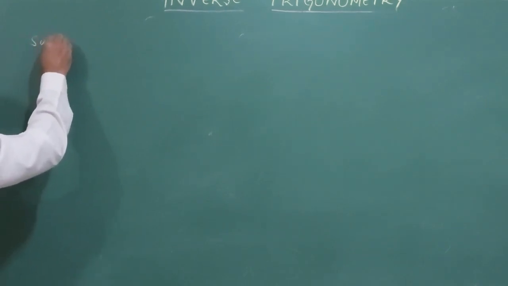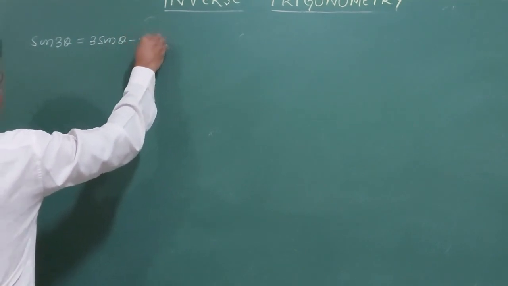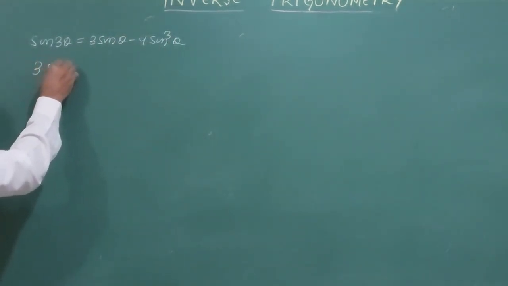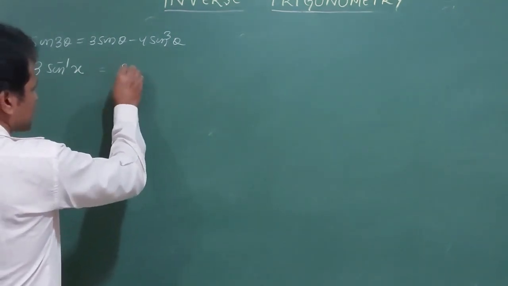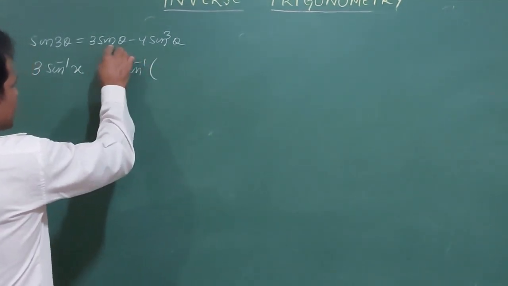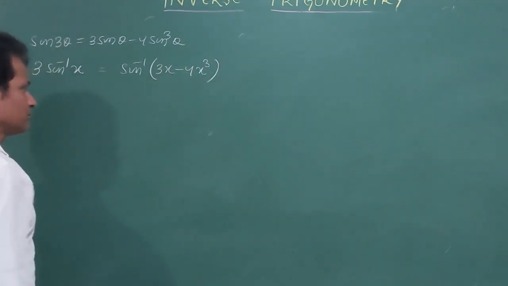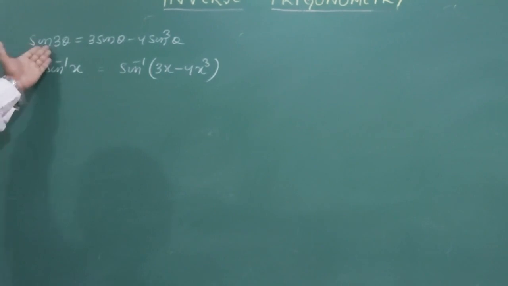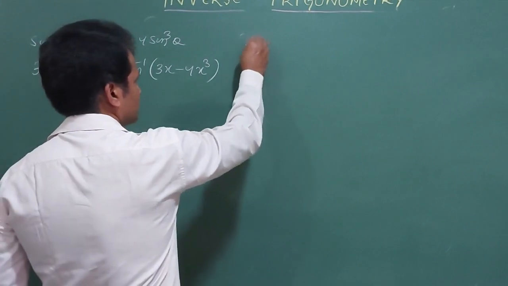Sin 3 theta is equal to 3 sin theta minus 4 sin cube theta. Now I will not give you the proof, I directly write it down. Suppose in the examination you get 3 sin inverse x, think about sin 3 theta. That's all. 3 sin inverse x is sin inverse 3x minus 4x cube. Formula is derived. 3 sin inverse x is clear. 3 sin inverse x, think about the sin 3 theta formula. 3x minus 4x cube. Cos 3 theta.